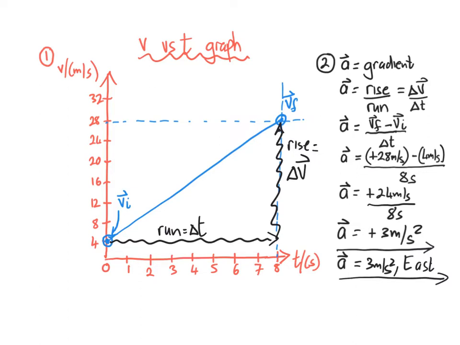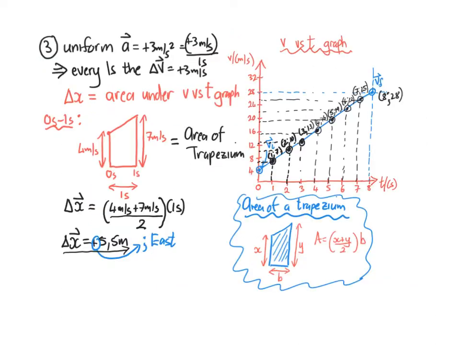So using rise over run as change in velocity over change in time, the change in velocity over the 0 to 8 second interval is from 4 to 28 meters per second. So v final minus v initial is 28 minus 4 meters per second. And the run is the 8 seconds. This gives us 3 meters per second squared. The plus sign indicates, according to our sign convention, that the acceleration is in the easterly direction.